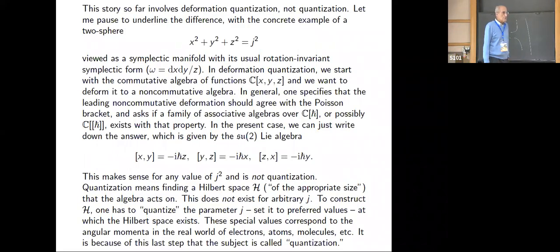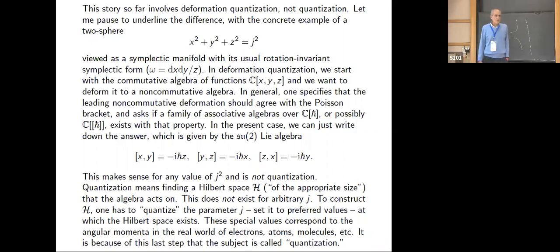Now, there is one more point I want to make about the traditional story before I go on, because this will draw a contrast with the work of Etingof, Frenkel, and Kazhdan. The story so far involves deformation quantization, not quantization. I want to take a moment to explain the difference very explicitly. I'll take the concrete example of a two-sphere, x squared plus y squared plus z squared equals a constant j squared, viewed as a symplectic manifold with its usual rotation invariant symplectic form, which you can write this way, although that way of writing it isn't manifestly rotation invariant.